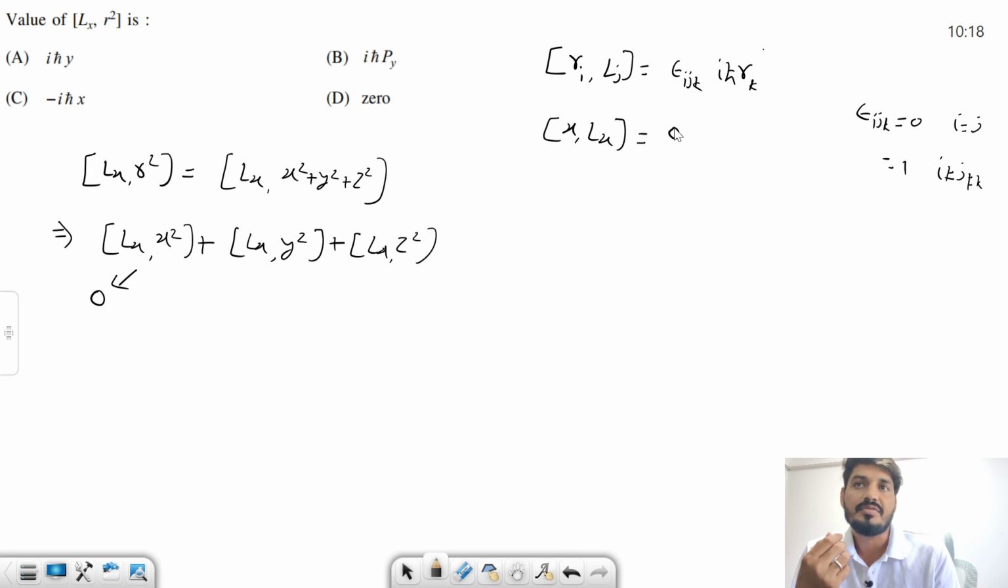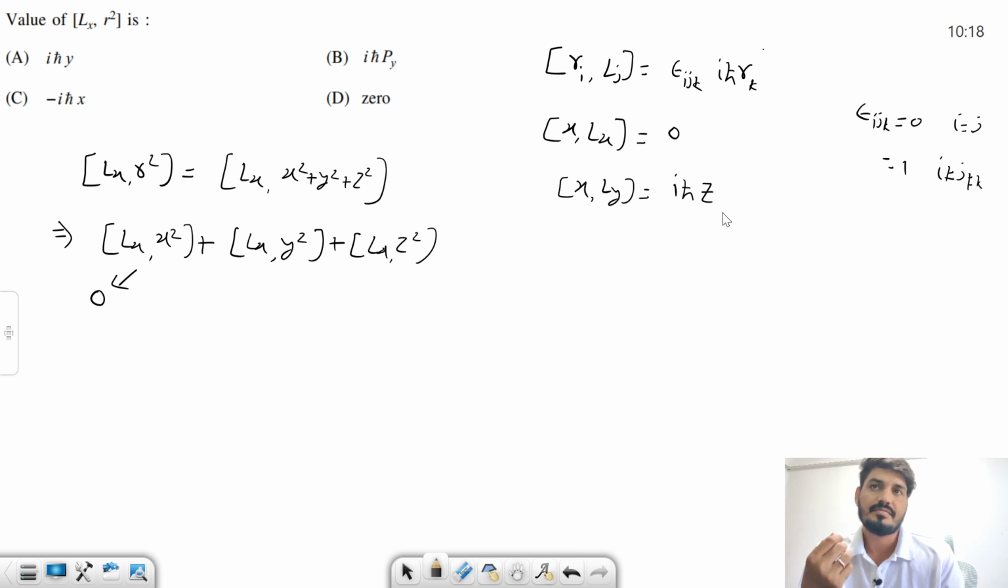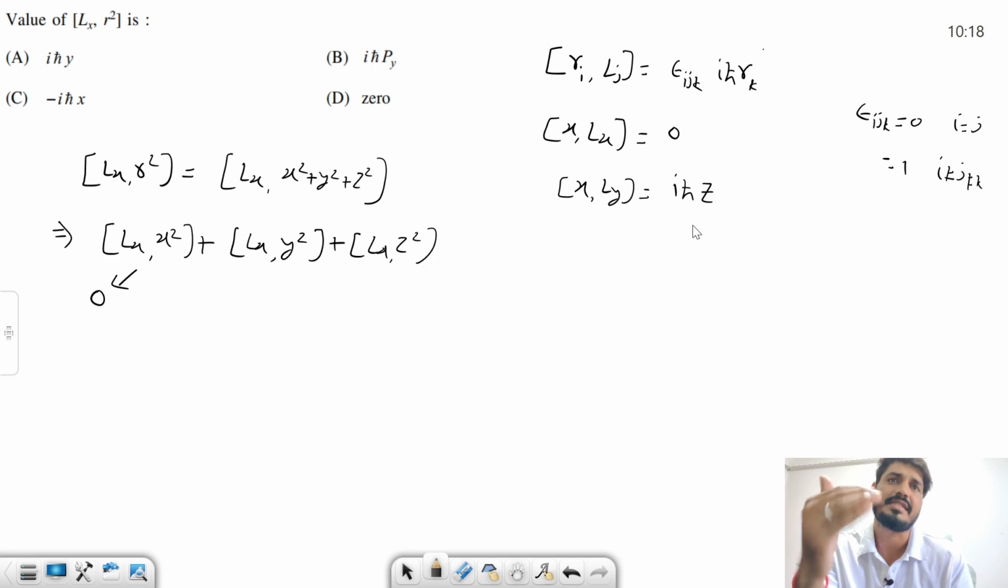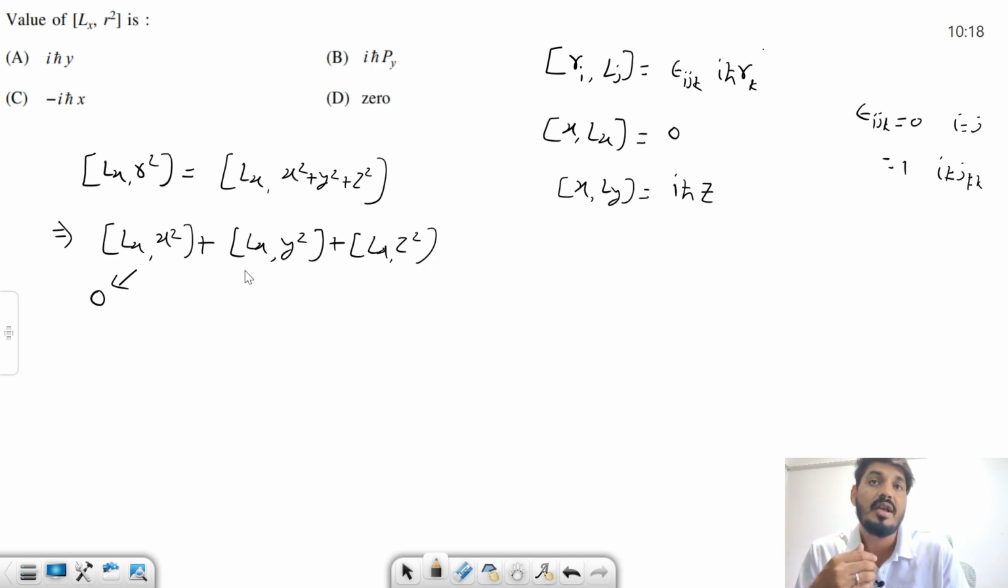So this is 0. Similarly, if you want to find X with Ly, what is this? I can say iota h cut Z, and so on. You can find out other terms also. So I will use the same thing here. So this term is 0. Now what is this term? How to write down this one? So let me write down, this is equation 1. So let me handle the first one, this one.